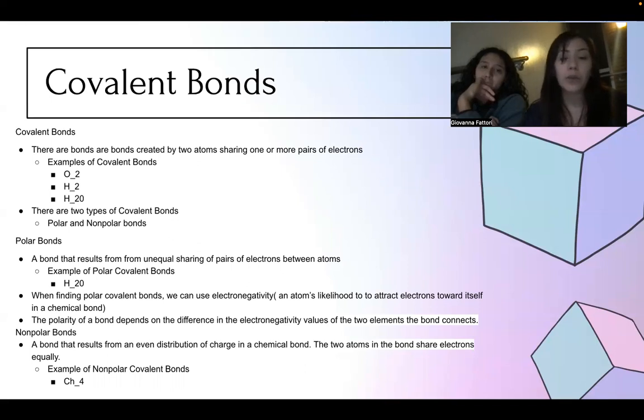And when we're finding polar covalent bonds, we can use electronegativity to help us find them. Electronegativity is an atom's likelihood to attract electrons toward itself in a chemical bond. So the polarity of the bond depends on the difference in the electronegativity values of the 2 elements the bond connects. A nonpolar bond results from an even distribution of charge in a chemical bond. The 2 atoms in the bond share electrons equally. For example, CH4, which is known as methane.